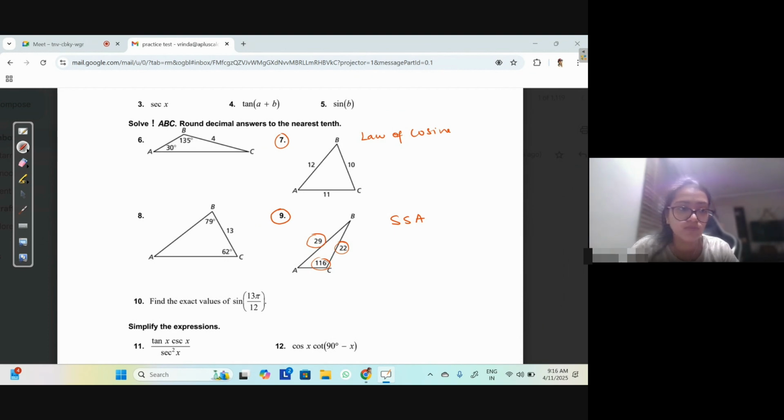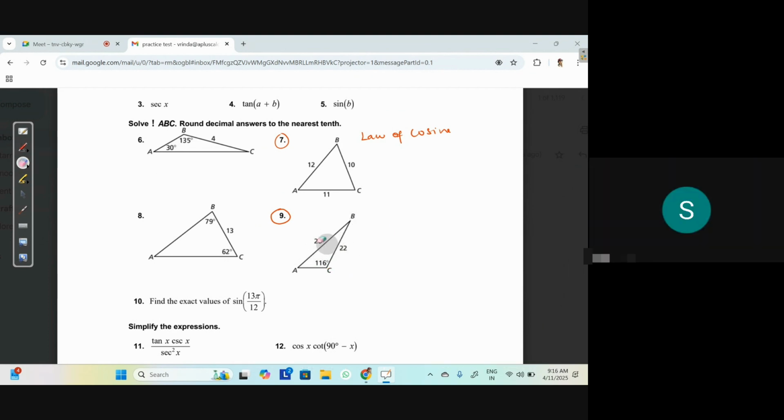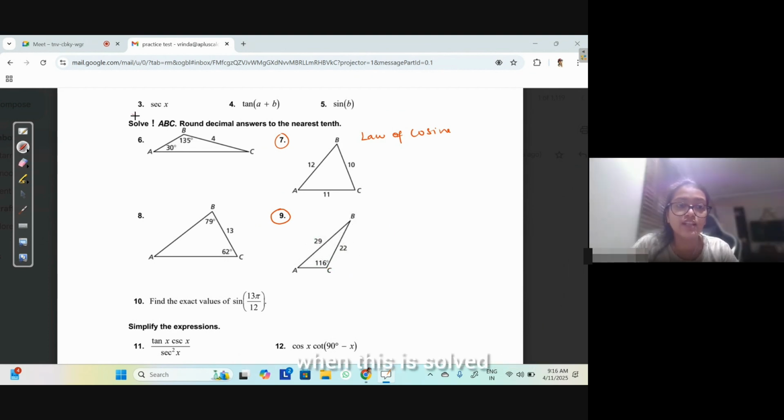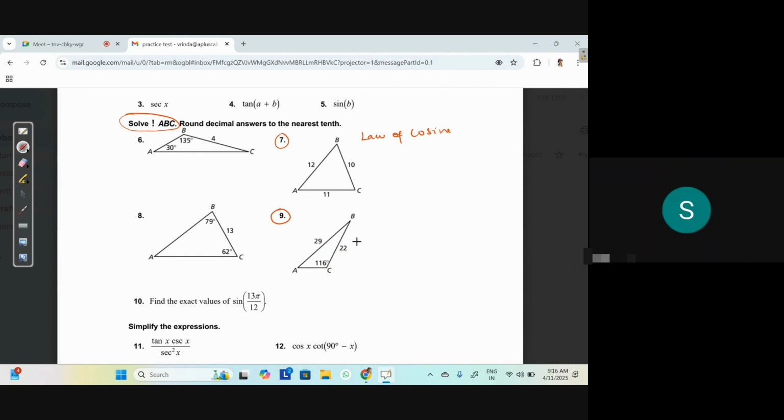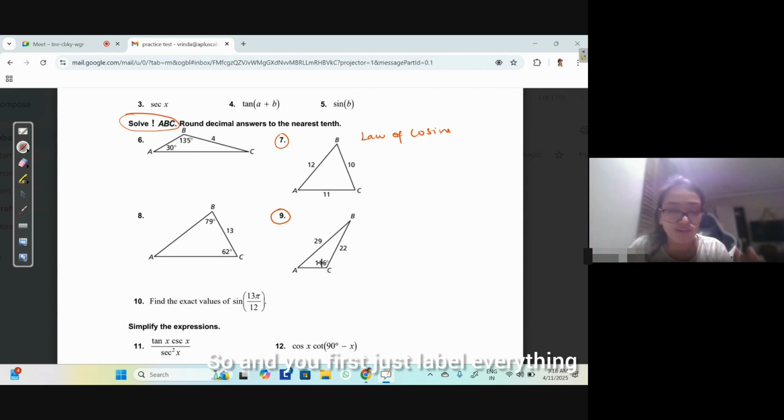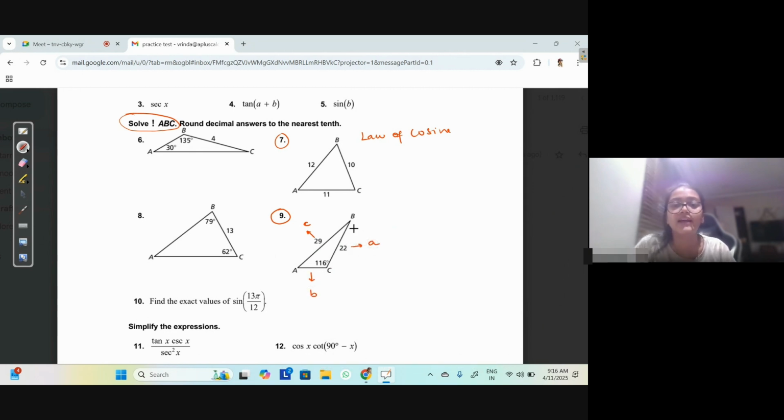So I have to find the angles? You have to find out everything. When they say solve, whenever they say solve a triangle, you have to find out every missing piece, okay? So first just label everything. This is angle C. This will be small c. This will be small a. And this will be small b. Okay? And this is angle B, angle A, and angle C.